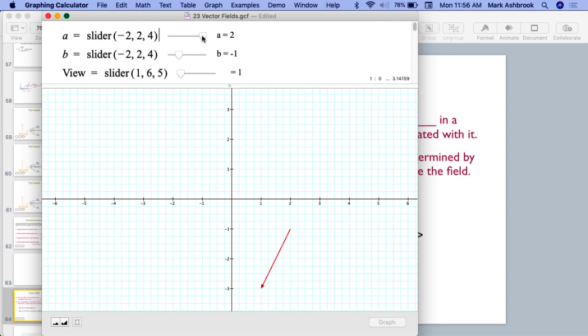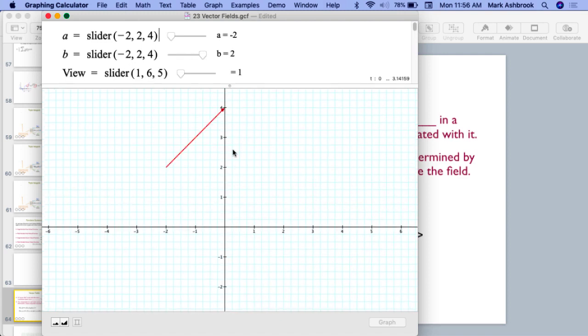Okay, ready for another clue? Here we go. Here's another clue. Write it down. Right? Location, vector. Location, vector. That's what a vector field is. Every location has a vector assigned to it. Got this one? Quick.